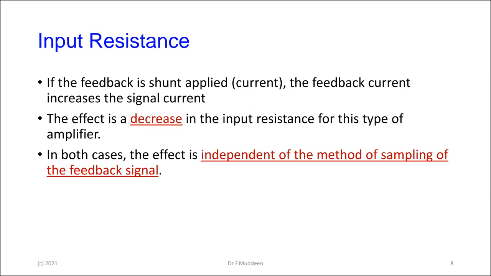Okay, and in both of these cases, it is independent of the method of sampling. So we're dealing with the input side of things here, so it doesn't matter whether we're sampling voltage or current. What is important at this point in time is whether we're feeding back current, in which case the input resistance falls, or if we're feeding back voltage, in which case the input resistance rises. Yeah, kind of a seesaw effect there. Making sense? Hopefully.